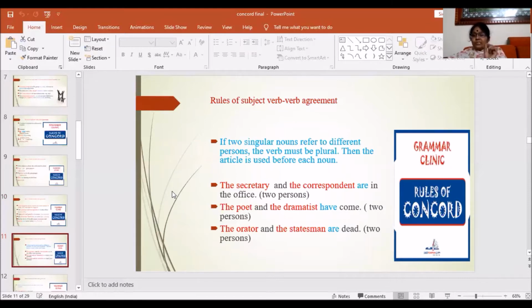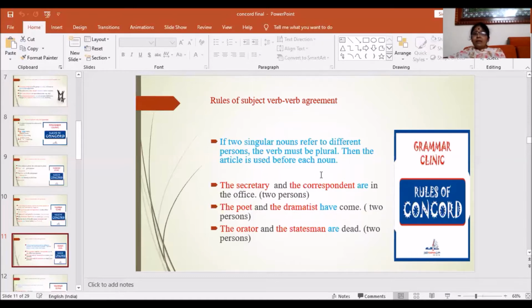If two singular nouns refer to different persons, earlier we said if two singular nouns refer to one person. Now here we are saying if two singular nouns refer to different persons, the verb must be plural. Then the article is used before each noun. For example, the secretary and the correspondent are in the office. The secretary and the correspondent are two persons.